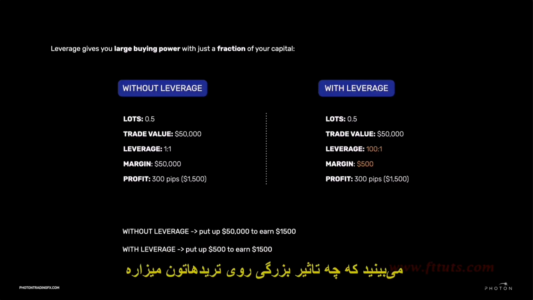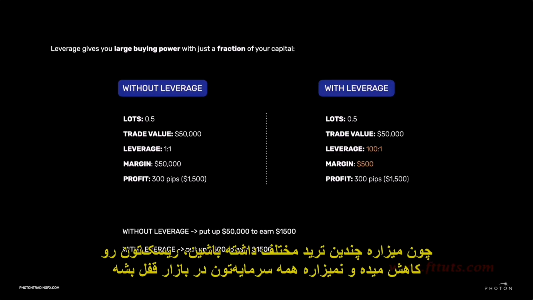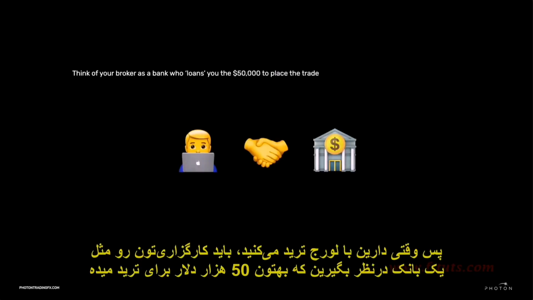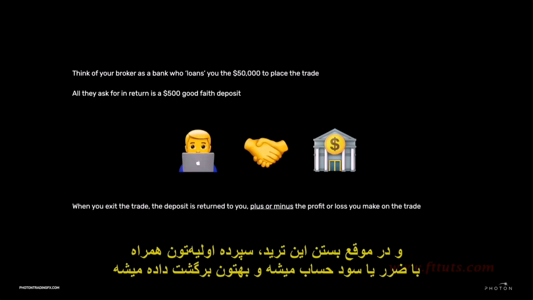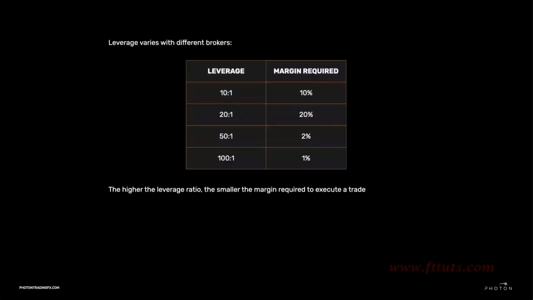As you can see, this makes an enormous difference to your trading regime, as it enables you to take multiple trades at a time while keeping your risk minimized and the majority of your account balance disengaged from the market. So when trading on leverage, we need to think of your broker as a bank who essentially loans you the 50 grand to place a trade. And in this example, all they ask for in return is a $500 good faith deposit. And then upon closing the trade, that deposit is returned to you, plus or minus the profit or loss that you make on the trade.